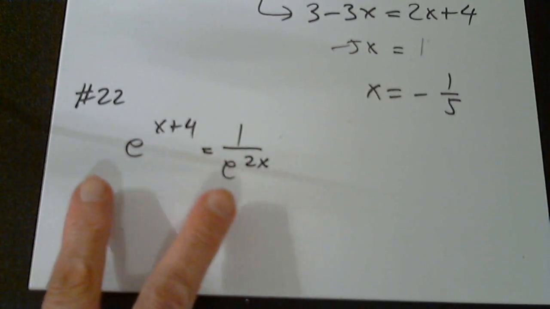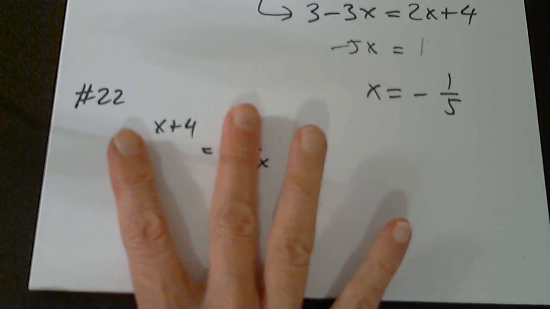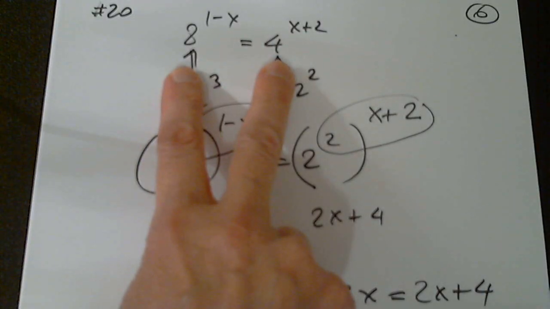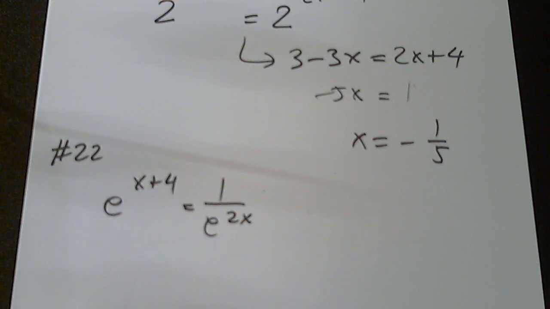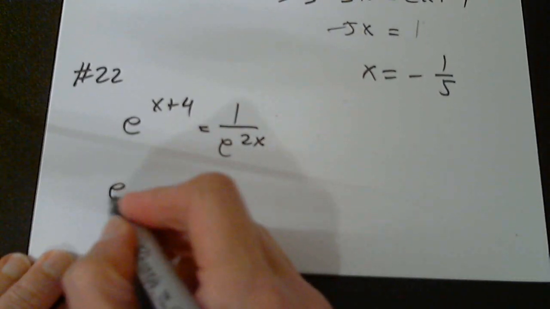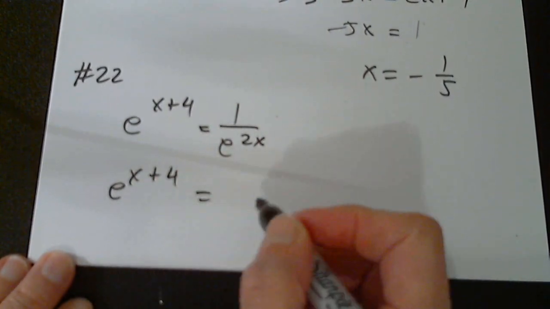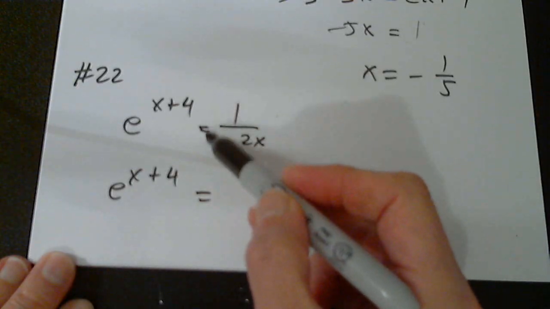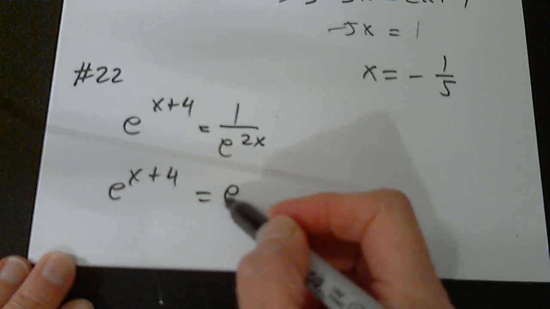I will always try to see if I can present both sides with the same base, like here, 2 to the third and 2 squared. So, yep, the left-hand side is nice, e to x plus 4. The right-hand side, is there another way of writing this as e to a power?